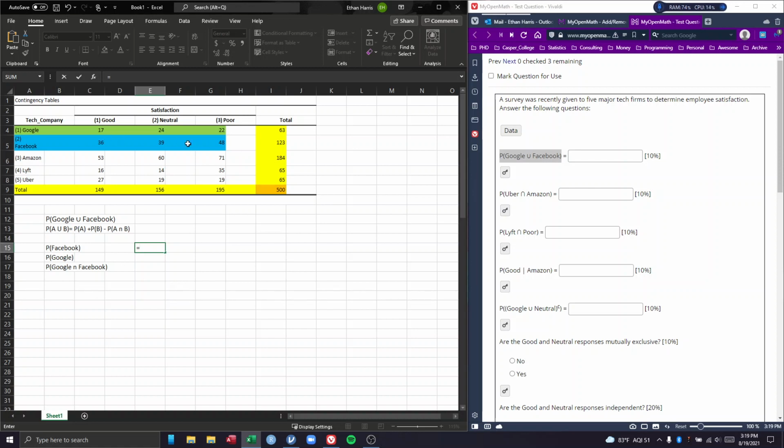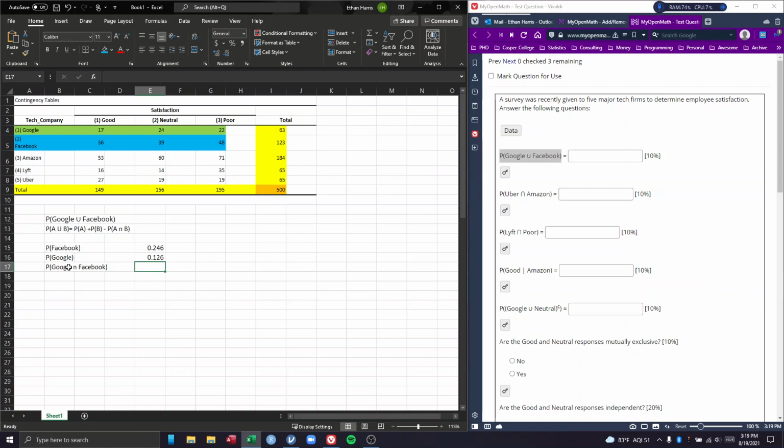Alternatively, that calculation has already been done for us. That's 123 right here. So we can just click on 123 and divide by 500, and we have the probability of Facebook. Well, let's do the same thing with Google now. So we can do Google: 63 people from this survey responded they worked for Google, and divided by 500. I've got those. Now we're looking for the intersection.